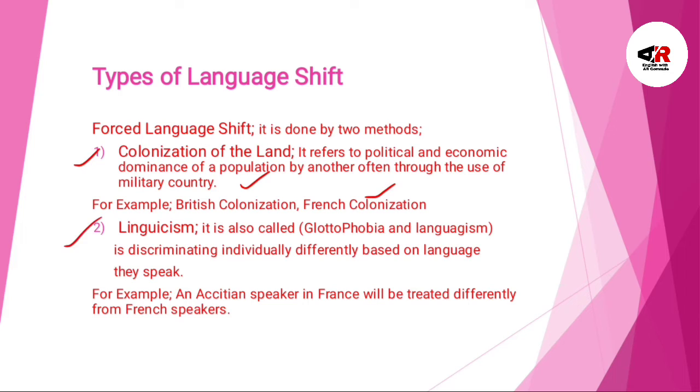And the second type is linguicism. It is also called glottophobia, and linguicism is discriminating against individuals differently based on the language they speak. So here in linguicism, the main point is discrimination of language. For example, an Alsatian speaker in France will be treated differently from French speakers.